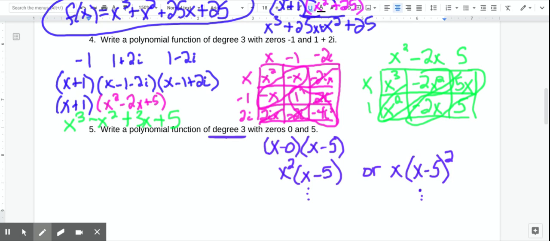Okay? So if you have degree 3 but not enough zeros, if you don't have 3 zeros, that means one of them has to be repeated. And it didn't tell you which one, so we just get to pick one.